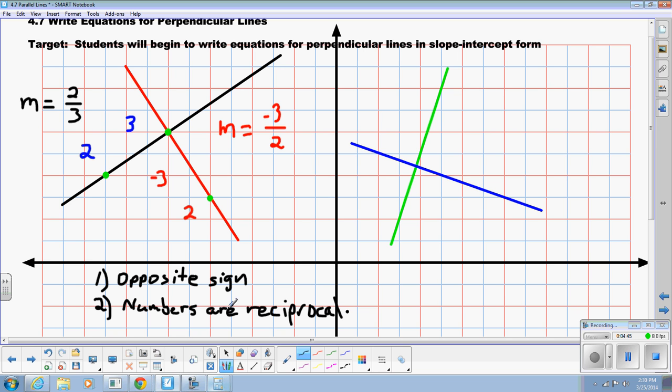Okay, so numbers are reciprocal, with the opposite sign. So let's take a look at these two lines over here. I'll tell you right now, they're perpendicular. So we're going to look, are they opposites? Notice the blue line's slope is negative, and the green line has a positive slope.